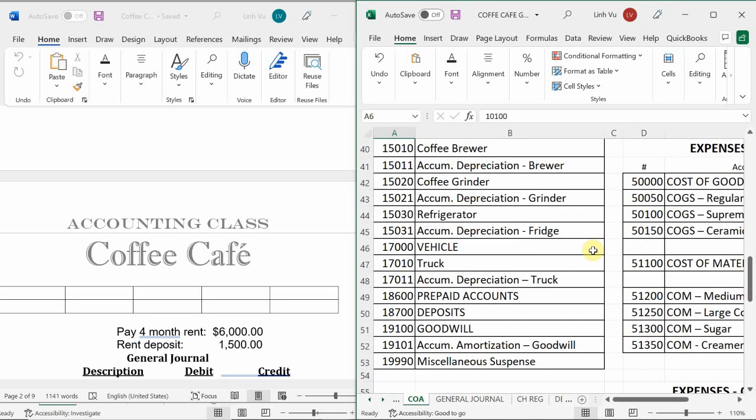Can you touch rent? No. You just pay for the land. Yes. So in this case, we're going to consider that as a prepaid account, because you're making a prepayment towards rent. Okay, so we already established that.